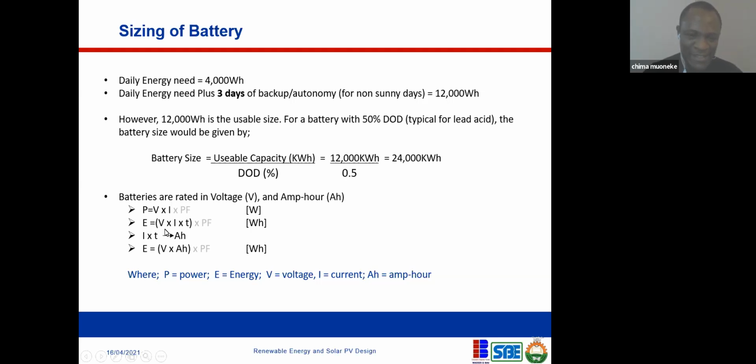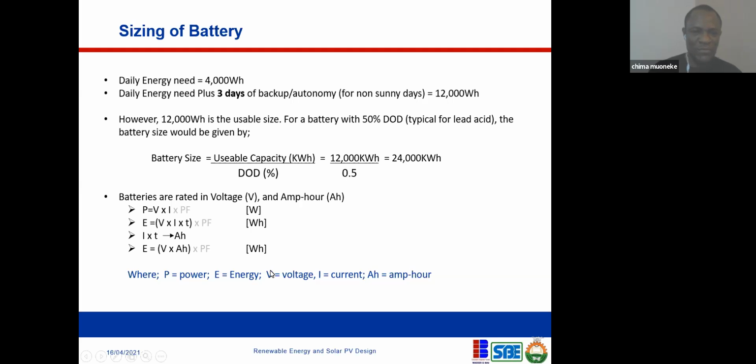So let us replace this IT in our energy equation. What you're going to have is voltage times amp hour, right? When you want to calculate the amount of energy that a battery contains, you just need to multiply the voltage that is given in the data sheet times the amp hour that you're also given.